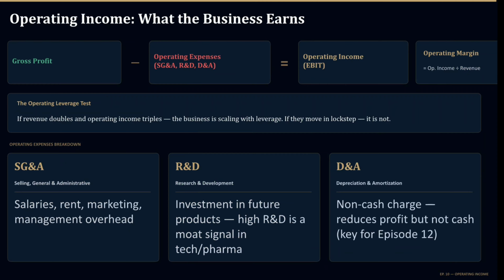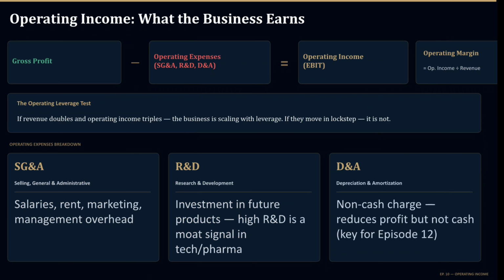Operating income is the profit generated purely from running the business, before interest payments, before taxes, before anything external to the core operation. You'll often see this used as a close proxy for EBIT, earnings before interest and taxes. The two are usually the same number, though the exact calculation can vary by company.